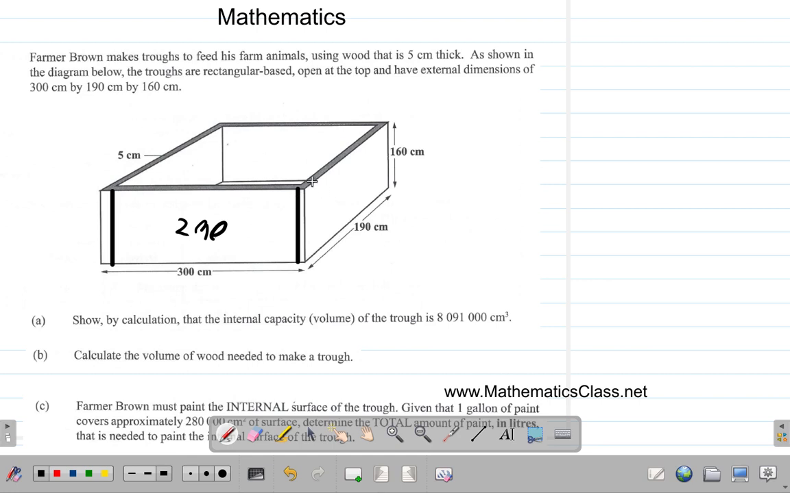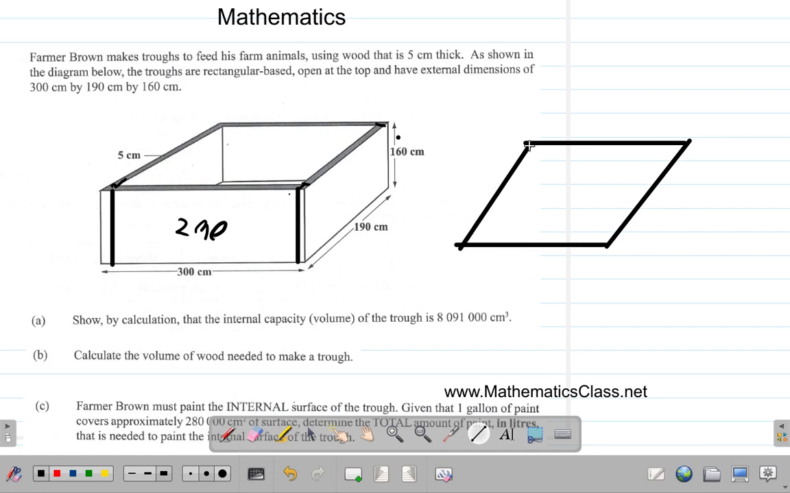And then the other side, yes? Yeah, if you drop off 5 on each side too, 190 minus 10, so 180. Okay, minus 5 from down, so minus 5 from up.